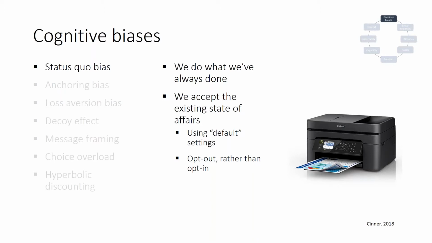And so we can use this to encourage behaviour change by using default settings and getting people to opt out rather than opt in. An example might be if we want people to use less paper. We can set the printing settings to default to double-sided, and there's actually been some research looking at this. People will often not bother to change it back to single-sided printing and will automatically use a lot less paper.